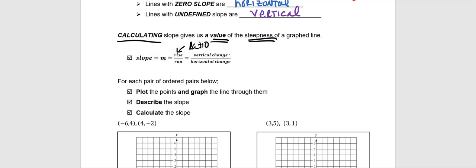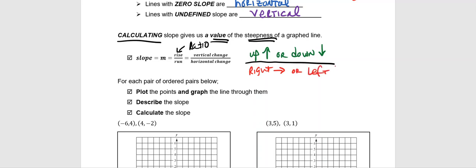Now the rise is nothing more than the vertical change. When you think about moving vertically, you're either moving up or you're moving down. And likewise, when you're dealing with running, you think more horizontally. So you're either moving to the right or you're moving to the left. And we're going to make use of this in terms of the types of values we place when we count the vertical change, the rise, and when we count the horizontal change, the run.